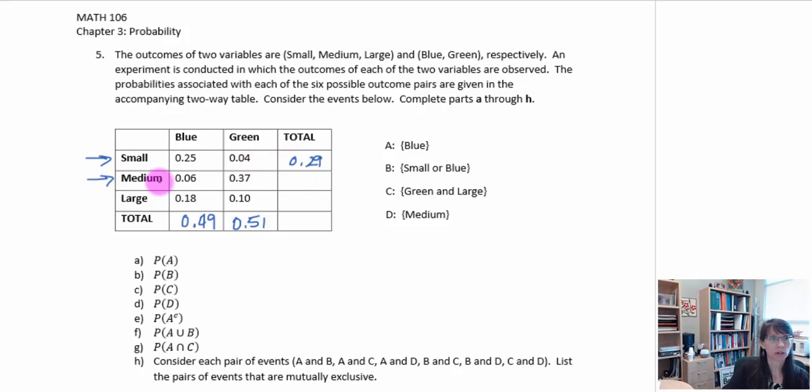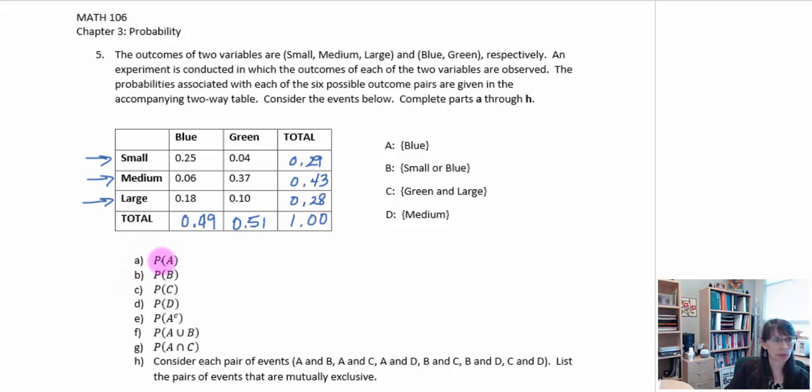If the event medium occurs, that means we're adding 0.06 to 0.37, and that's 0.43. And finally, if the event large occurs, we're adding 0.18 and 0.10, so that's 0.28. Now, no matter if we add the totals in the row or the totals for the column, we should end up with exactly one every time. Never less, never more than one. One represents 100% probability, and we cannot have more than that. So now we'll take a look at parts A through H and answer these probability questions.